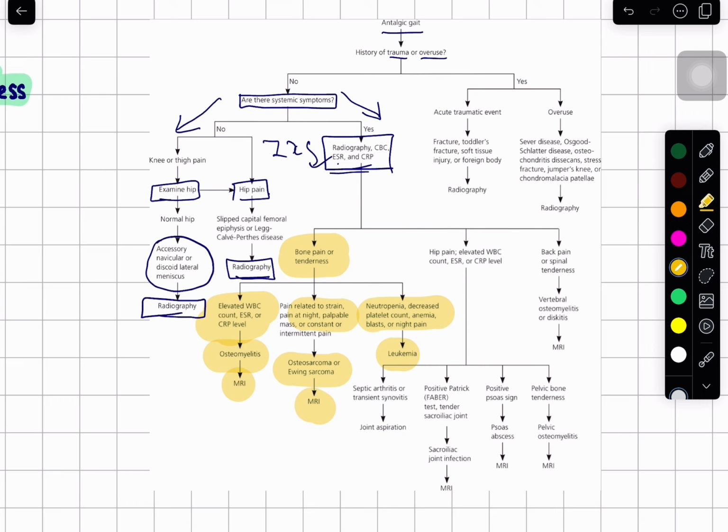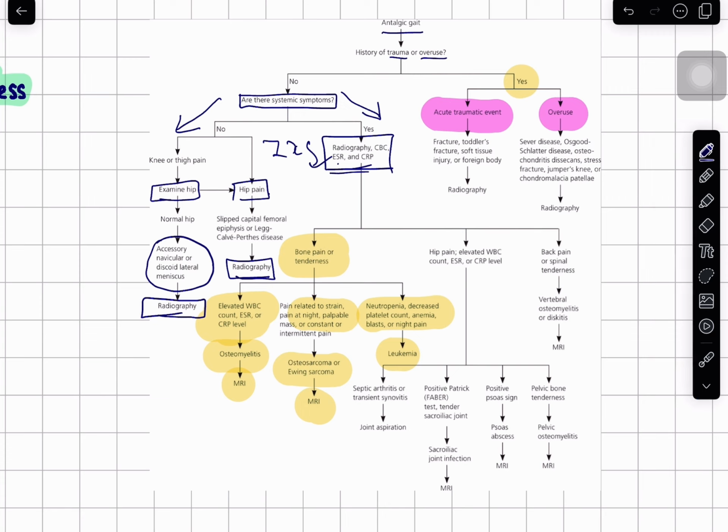And if there is trauma, as we discussed earlier, it can be acute traumatic or because of overuse. It can be because of fracture, toddler's fracture, soft tissue injury, foreign body, and here also radiographs. If it's overuse, then we go with Sever's disease or Schlatter's. You can go through this. Also here radiographs. So we will finish this part. So you can also go through this.